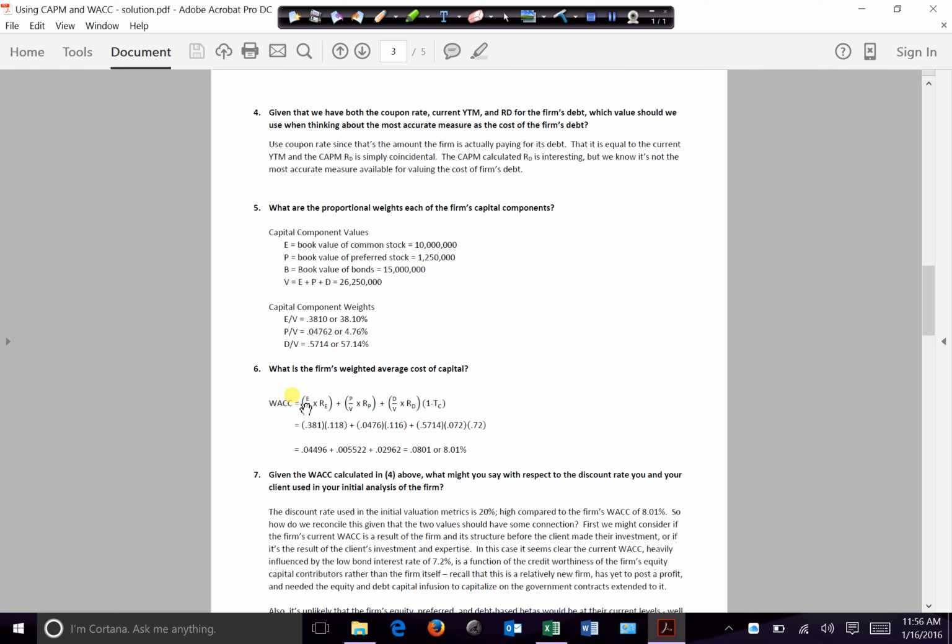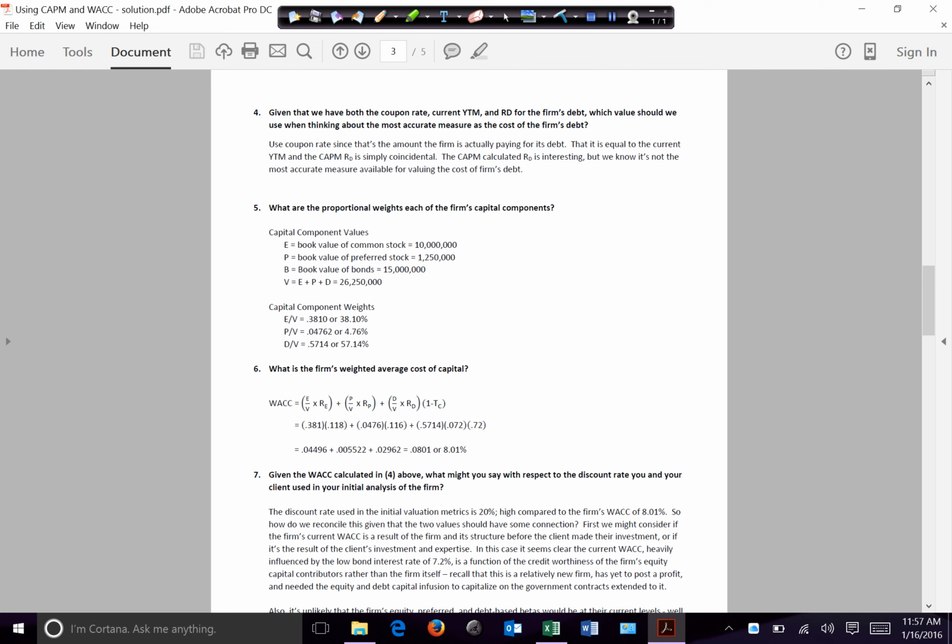And then we're putting that into the WACC equation. The WACC equation is WACC equal to the weight times the cost of common plus the weight times the cost of preferred plus the weight times the cost of debt. And the debt element is then times 1 minus the tax rate. That gives us the after-tax cost of the debt, because interest is a tax-deductible expense.